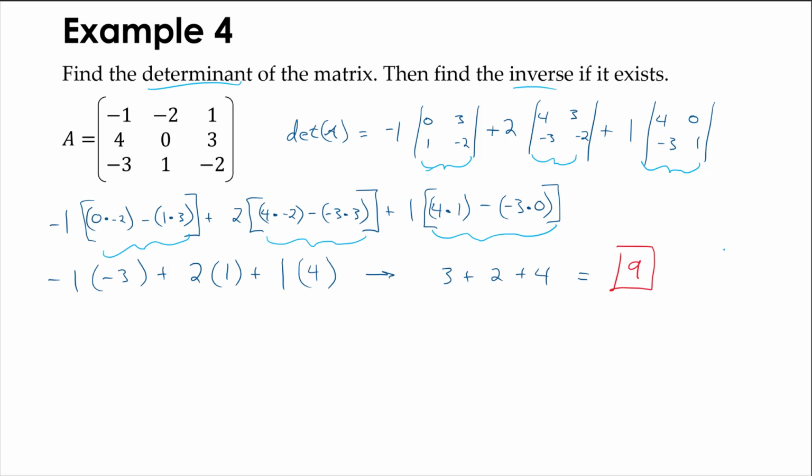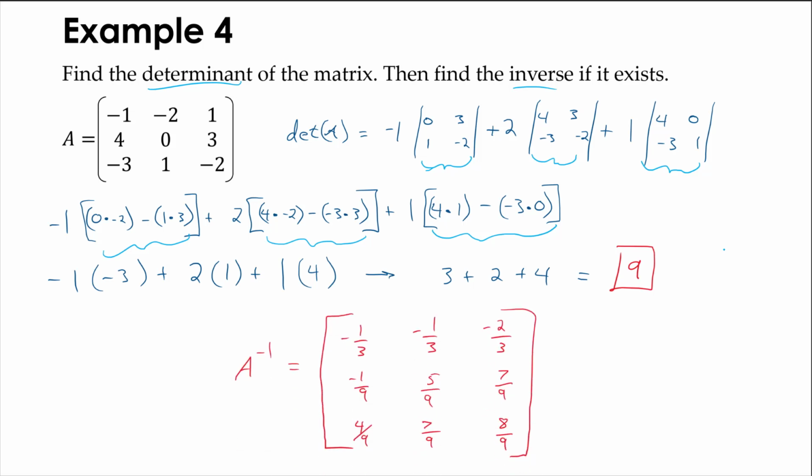Okay, and I'm not going to go through the whole process of finding this inverse. However, in another video, I will show you guys how to find the inverse using your graphing calculator.